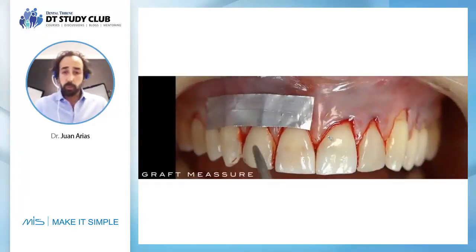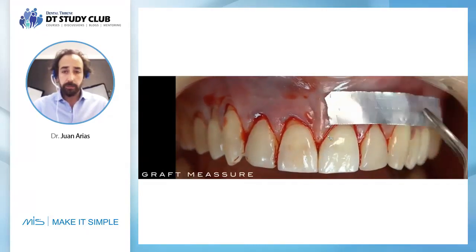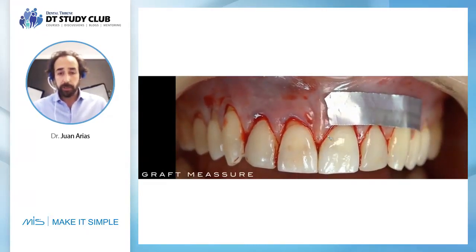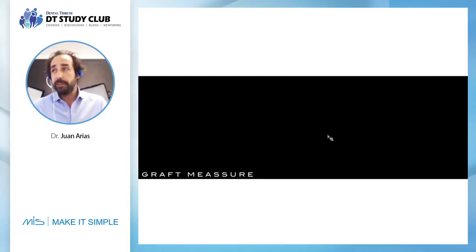So once we've done the tunnel, what we do is we use this kind of aluminium paper in which we try to measure the quantity of graft that we need. In this case, the quantity of graft is too big to obtain just one single graft. There's no tissue in the palatal zone from which we can obtain such a big amount of graft.